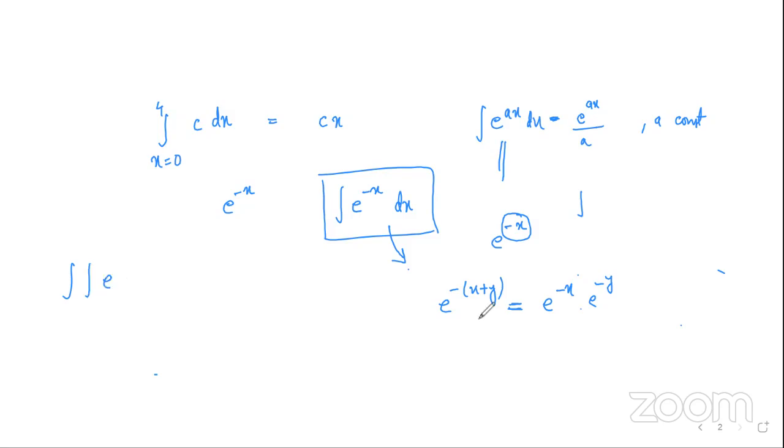So this part is clear for you, right? E to the power minus x plus y is equal to e to the power minus x times e to the power minus y. This part is clear. Okay, now let's look over here. We want to integrate this f(x,y) with respect to x and with respect to y. If I want to integrate first with respect to x, we have e to the power minus x, e to the power minus y, dx, dy.